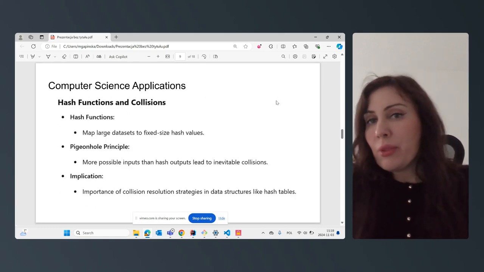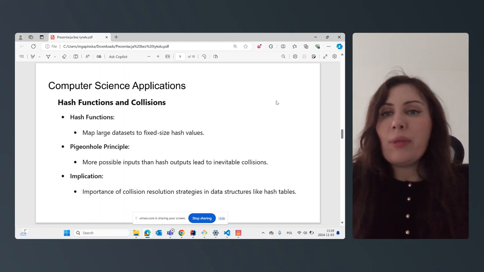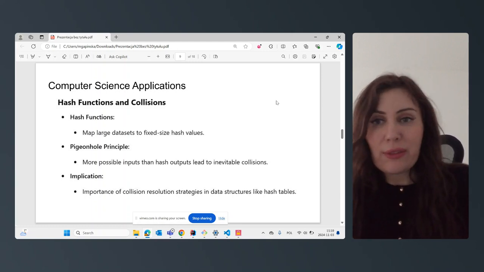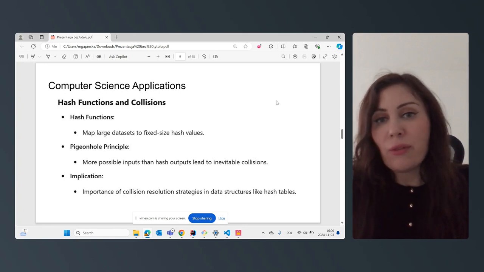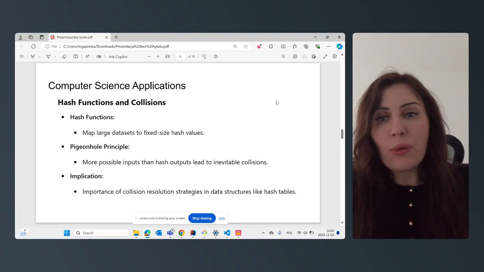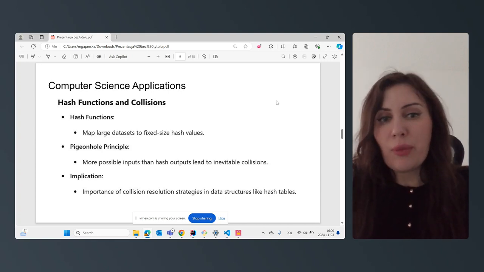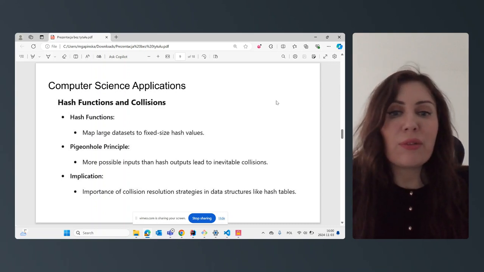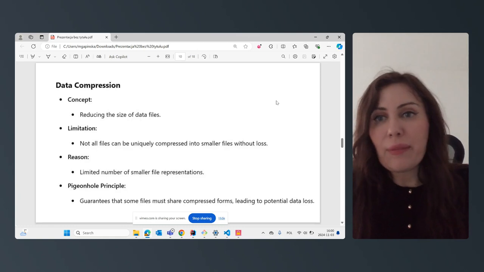Let's go into computer science applications example. And here we can see hash functions and collisions. Hash functions map large datasets to fixed size hash values, and by the Pigeonhole Principle, more possible inputs than hash outputs leads to inevitable collisions. Implication: importance of collision resolution strategies in data structures like hash tables.